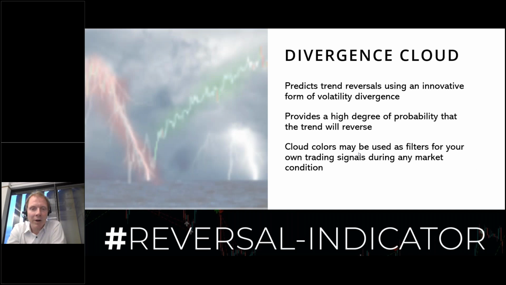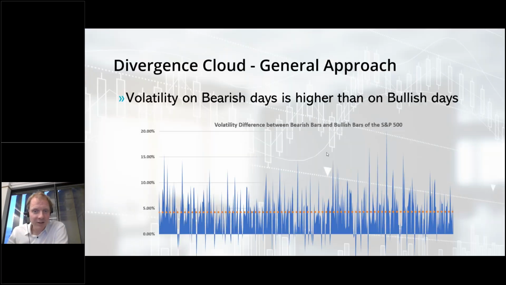Divergence Cloud is our indicator for spotting reversals. And for this, we have developed in our lab a proprietary form of what we call volatility divergence. So typically you look at divergence using, I don't know, the RSI or the stochastics as the underlying indicator. We went a different route and used volatility to look for divergences with price. Now, why is that? Well, because we've made an observation.